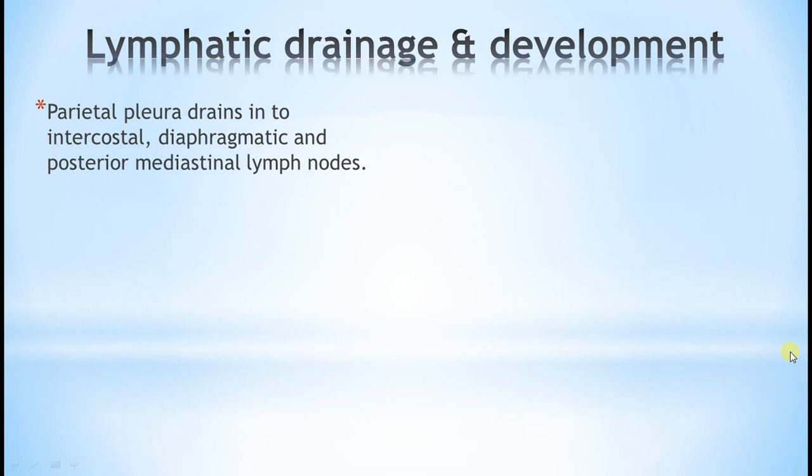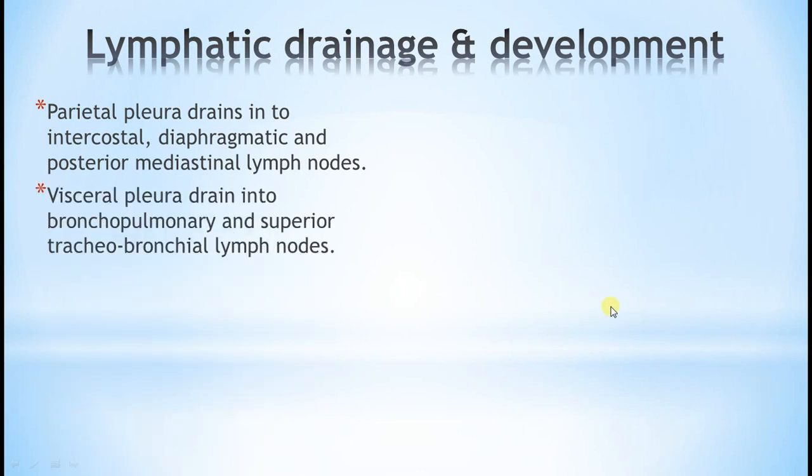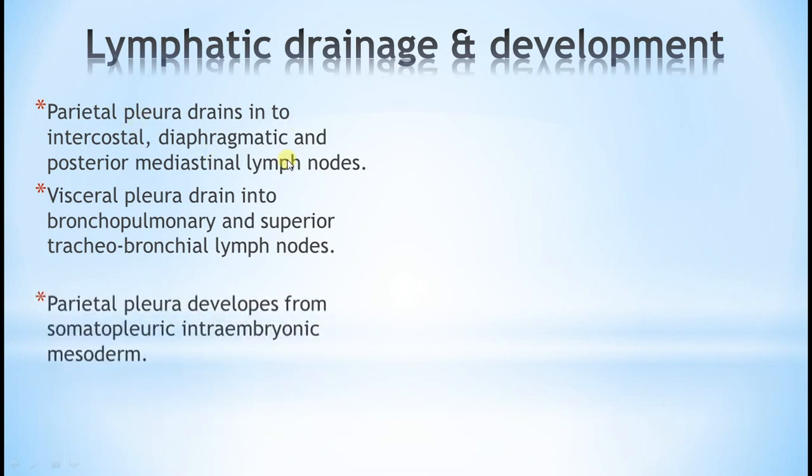Lymphatics: parietal pleura drains to intercostal nodes, diaphragmatic and posterior mediastinal nodes. The visceral pleura goes to tracheobronchial lymph nodes. So this is mainly pertaining to the lung, and this is to the thoracic wall.